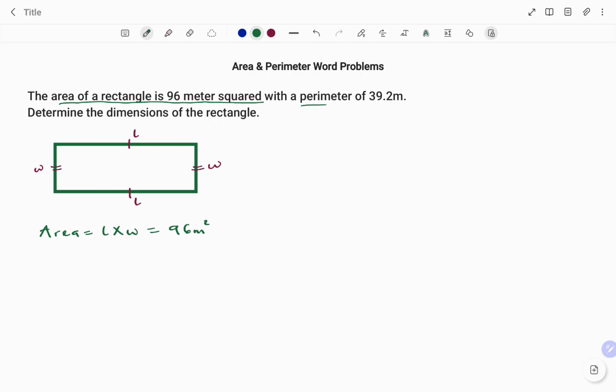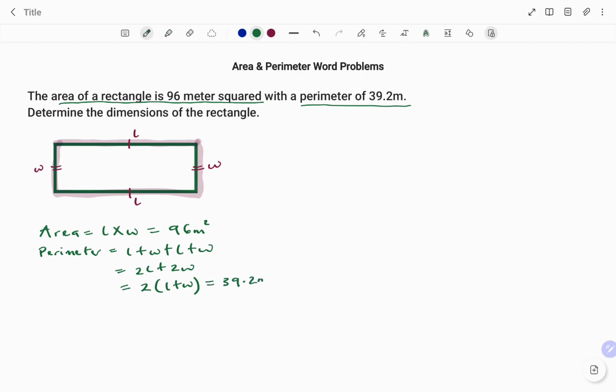Also, we were told that the perimeter of that rectangle is 39.2 meters. The perimeter of any 2D shape is the total length around the outside of the shape. So we have that as length plus width plus length plus width. What we've done is to add all the sides of the rectangle. If we simplify, that will give us 2 length plus 2 width. Factorizing, I have 2 times (length plus width). Remember, we've been given that to be 39.2 meters.